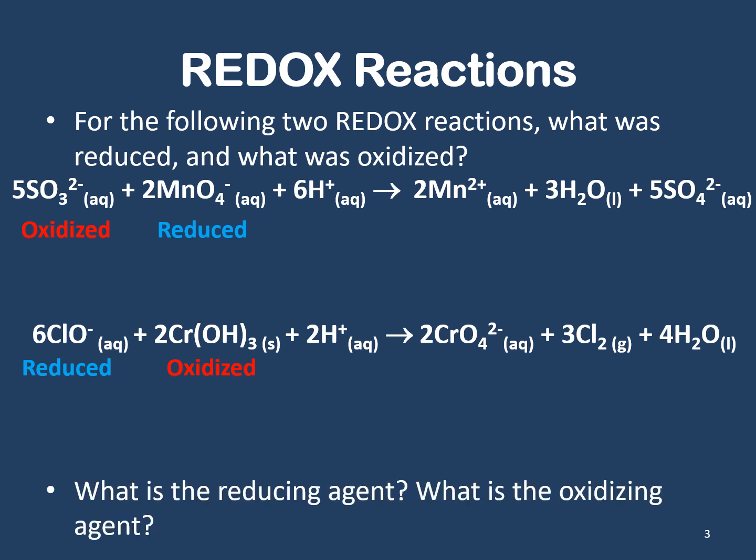All right, so we could also ask, what is the reducing agent and what is the oxidizing agent, right? Well, we know that the reducing agent is the thing that was oxidized. So in our first reaction, sulfite is our reducing agent, whereas the oxidizing agent is the thing that was reduced. So in this case, that's permanganate. Now at the same time, in the bottom reaction, this hypochlorite was reduced, so it must be the oxidizing agent, and the chromium(III) hydroxide was oxidized, so it's going to be the reducing agent.